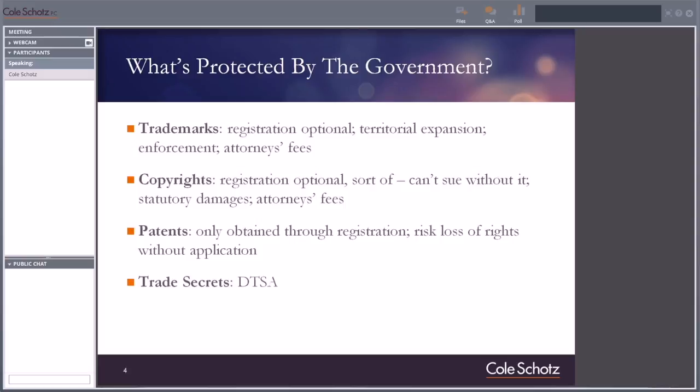Moving on to patents. Patents is one IP type where you only get it if you have obtained a registration.